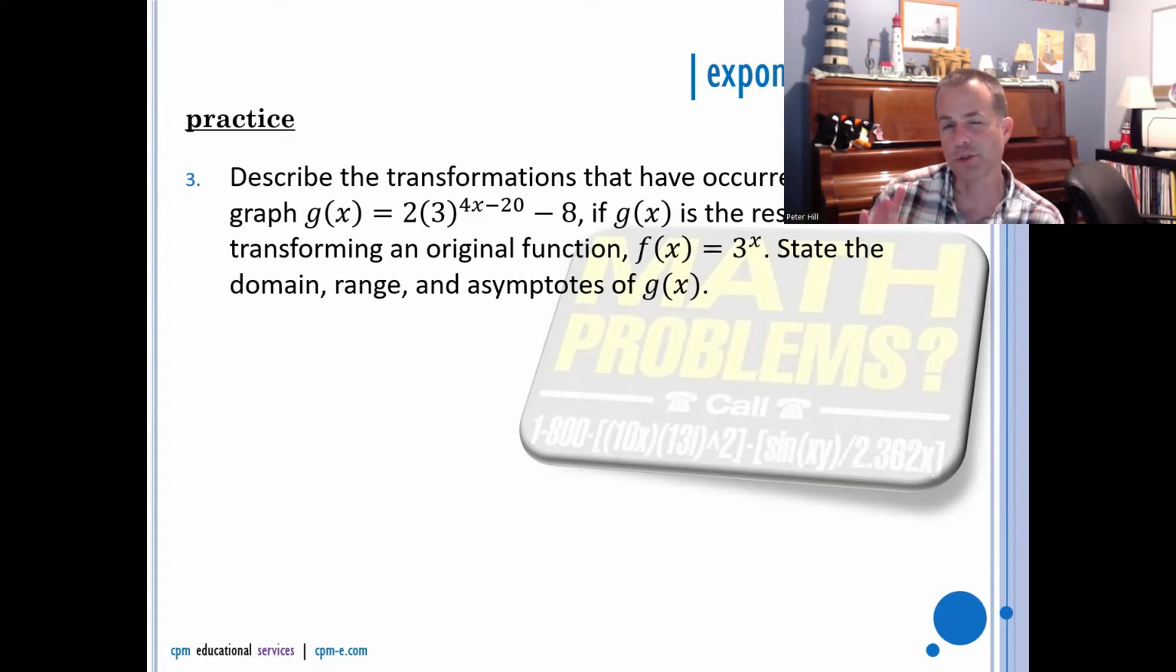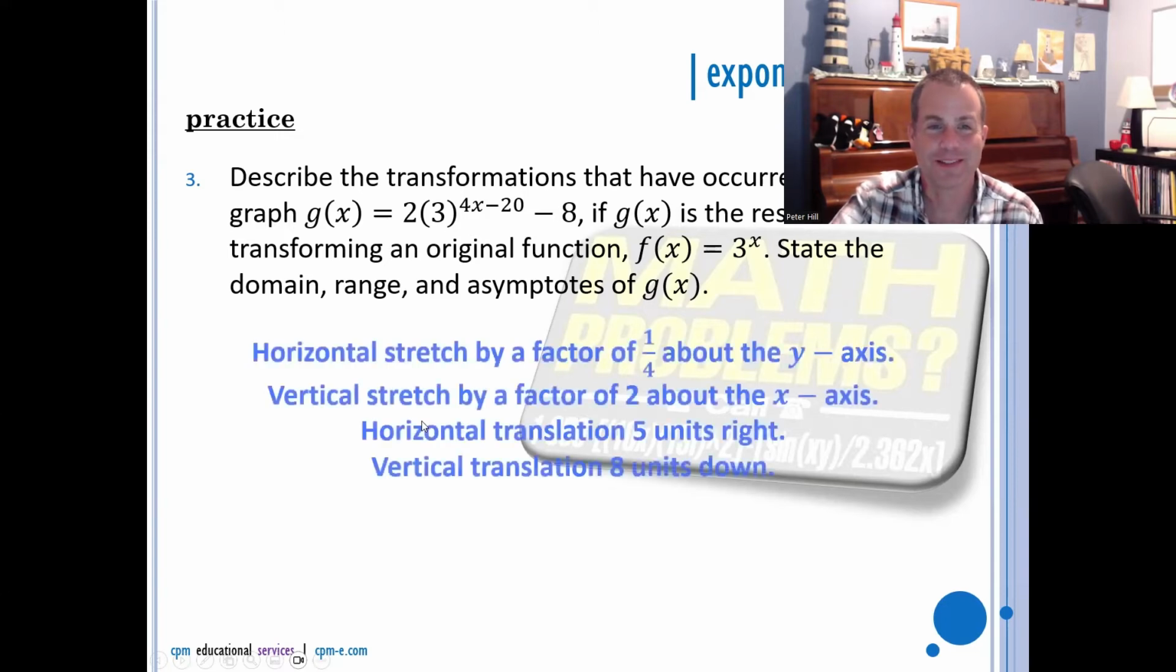And then we're going to have 4 different statements here. We're going to have a horizontal stretch by a factor of 1/4 about the y-axis, a vertical stretch by a factor of 2 about the x-axis, a horizontal translation 5 units right, and a vertical translation 8 units down. So horizontal stretch by a factor of 1/4, vertical stretch by a factor of 2, horizontal translation 5 units right, and vertical translation 8 down.